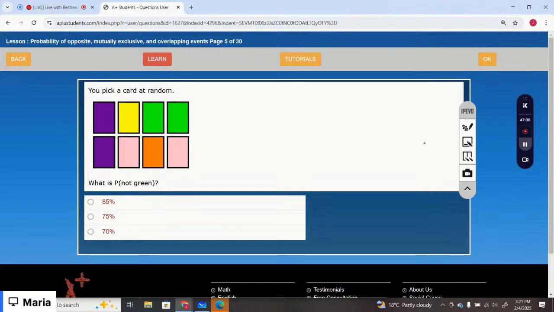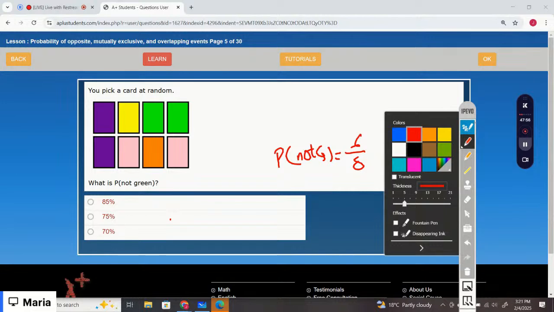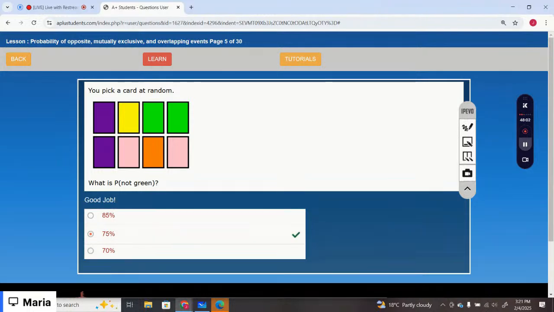Not green is you have 6 of them that are not green, right? So that is 6 out of 8. The probability of not green is 6 out of 8. You have to multiply it times 100. So that is 75%. Option number 2 is the correct option, that is 75%. Got it?